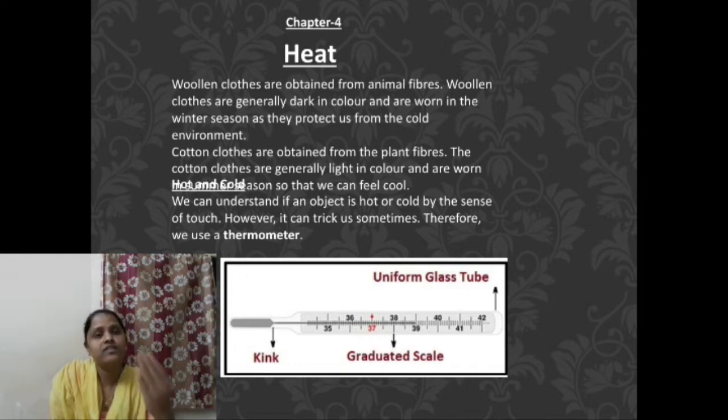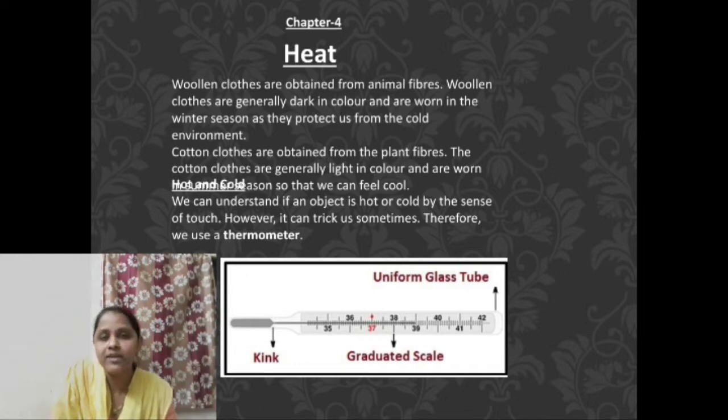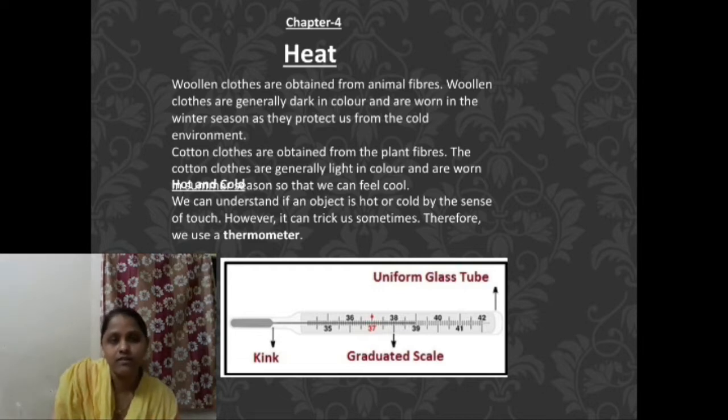Now see in this slide, there are two types of examples given, and in the book also these two types of examples are given. We wear woolen clothes in the winter season, and we wear cotton clothes in the summer season. Why do we wear dark colored woolen clothes in the winter season? Because we need to protect our body from the cold environment or the low temperature. And we use light colored or white colored cotton clothes in the summer season for protecting our body from the hot temperature.